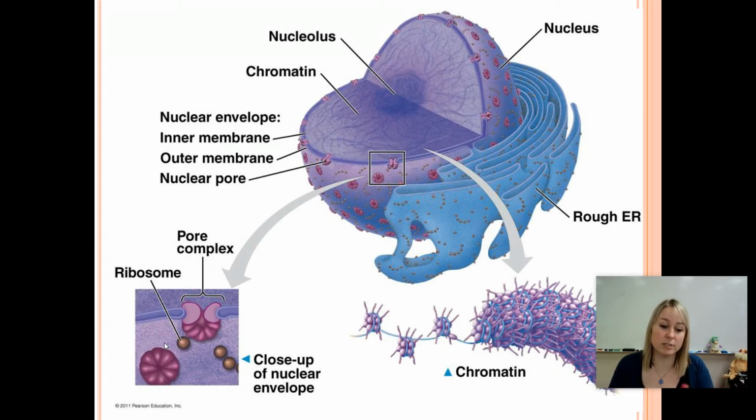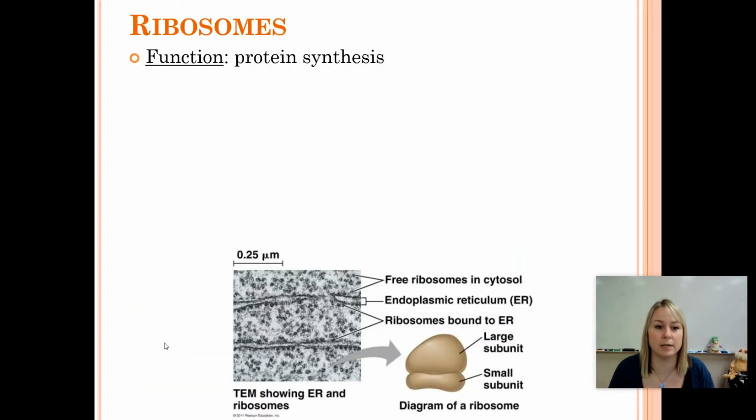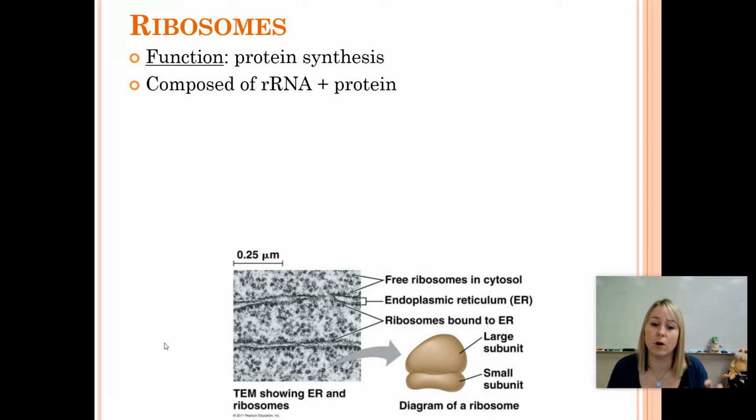You can see a close-up of a nuclear pore over there on the left where the RNA ribosomes are about to leave, and they hop out onto the endoplasmic reticulum. Looking closer at those ribosomes, we call them organelles, but they are not membrane bound. They are simply composed of rRNA, ribosomal RNA, which is a nucleic acid, and some proteins that hold them together.